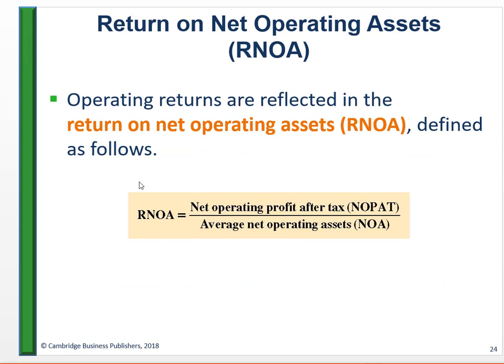Now let's break those down. Operating returns are reflected in the return on net operating asset ratio, which is net operating profit after tax, what we're going to call NOPAT, divided by average net operating assets. Let's look at each of those in turn.